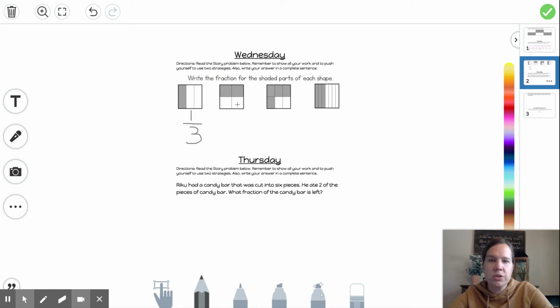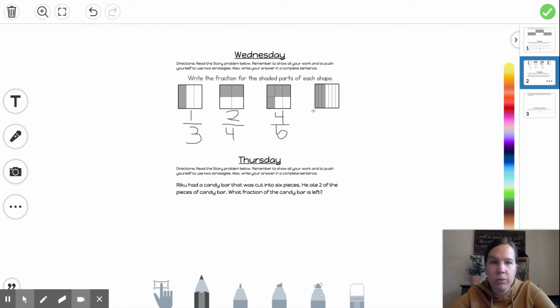Here it's 1, 2, 3, 4 parts to make the whole amount. And I notice that 2 of them are shaded, so that's my numerator. 2/4 is my answer, or my fraction that represents this model. I have 1, 2, 3, 4, 5, 6 parts to make the whole. So that's my denominator. And the parts that are shaded, 1, 2, 3, 4. 4 of them are shaded, so my fraction is 4/6.